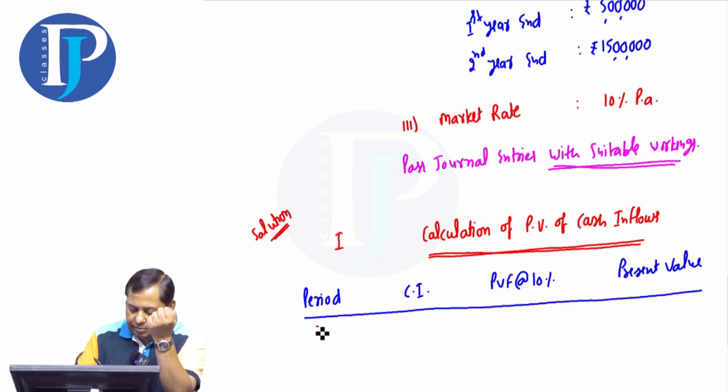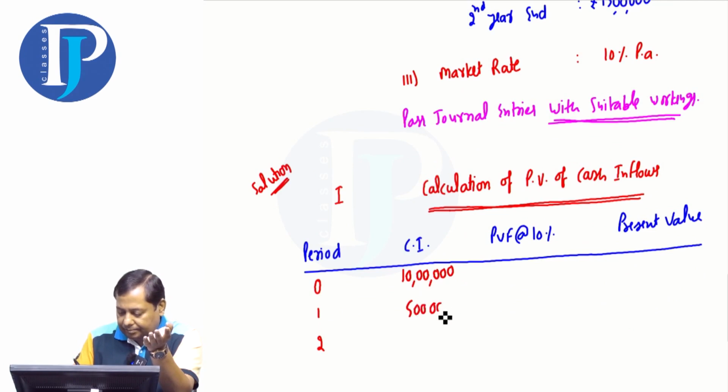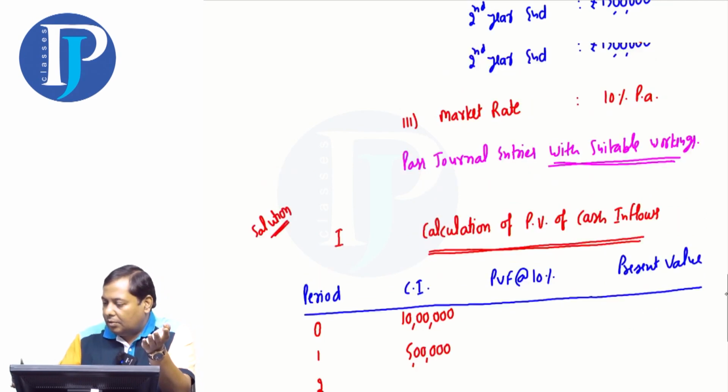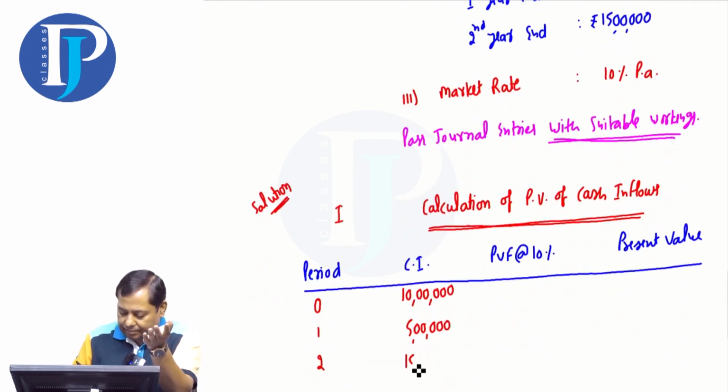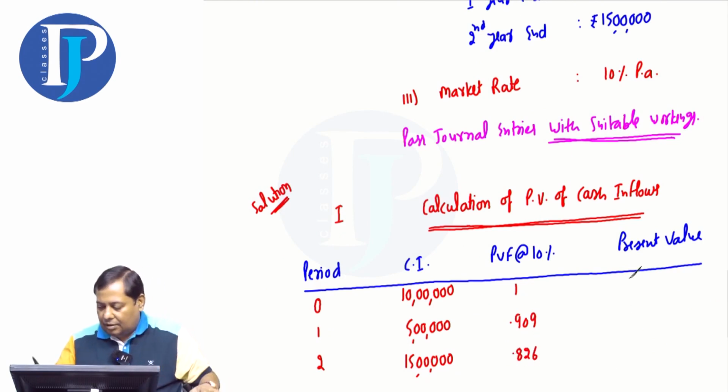First, 0 period. What does 0 period mean? Down payment, money that comes today. Year 1, year 2. Here the cash inflow is 10 lakhs, here is 5 lakh rupees, and here it is 15 lakhs. In the zero period, the PV factor will be 1. This will be 909 and this will be 826. This will remain 10 lakhs. Can't do anything else.